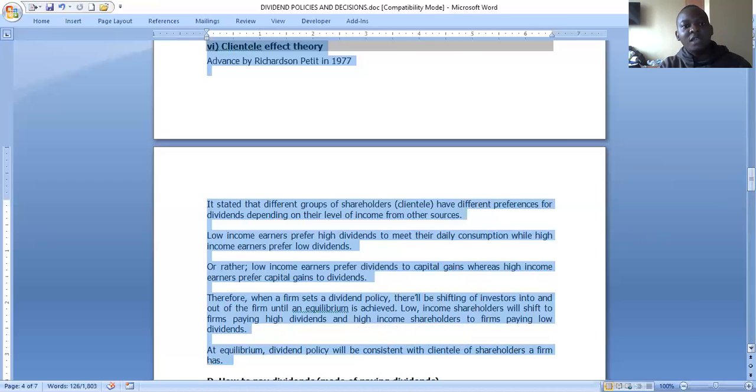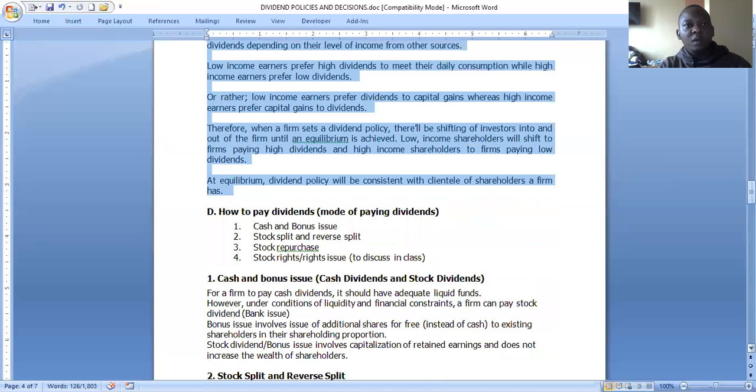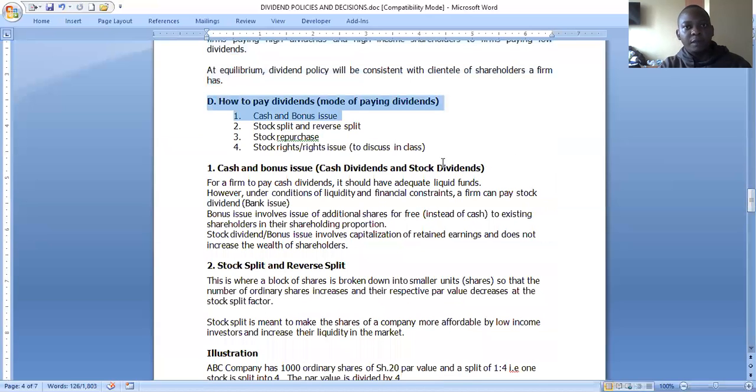So those are the dividend theories. Next, we look at how to pay dividends, the form of paying dividends. So dividends can be paid either by cash or by stock dividend, also known as a bonus issue. We can have a stock split or a reverse split. We can have a stock repurchase or the rights issue, to discuss in class. Anyway, discuss them here.